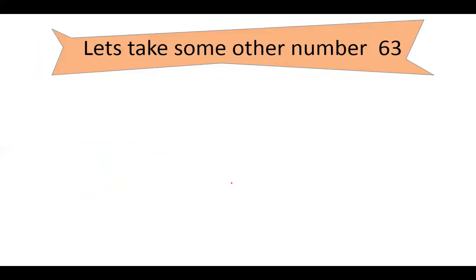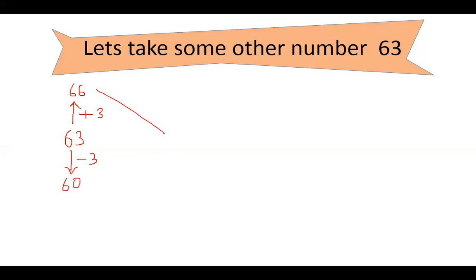Now let's take another number, 63. Again what we need to do is find some number which is greater than 63 and some number which is less than 63. Now this is the key point: you need to be aware that the numbers you are obtaining should be easily multiplicable by you. For example, here I am increasing by 3, so I will get 66, and then decreasing by 3, I will get 60.